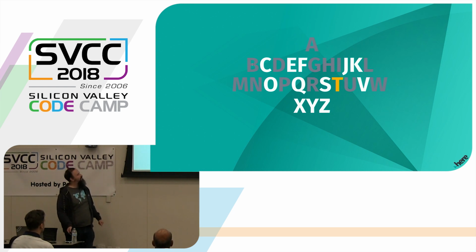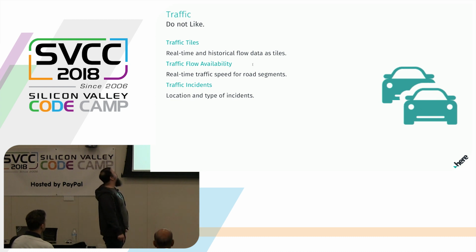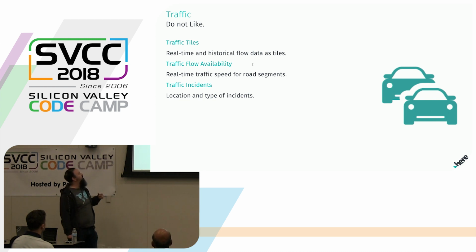T. T is for traffic, which I do not like. So you can, of course, with any of these images, get the traffic tiles as well, both real-time and historical. So this is actually one of the demos I had built, and I can pull up if you're interested, looking at my commute.